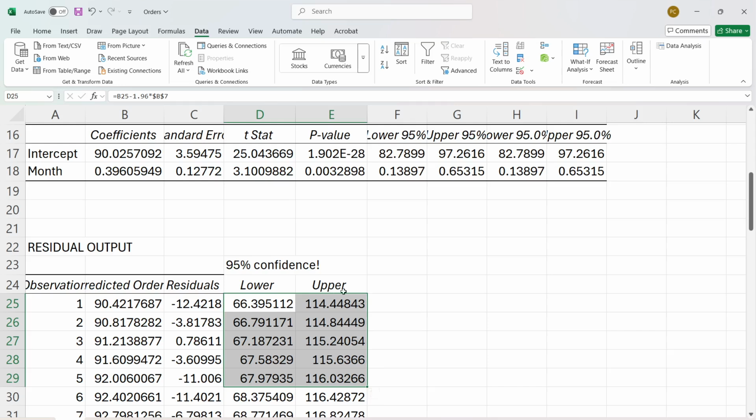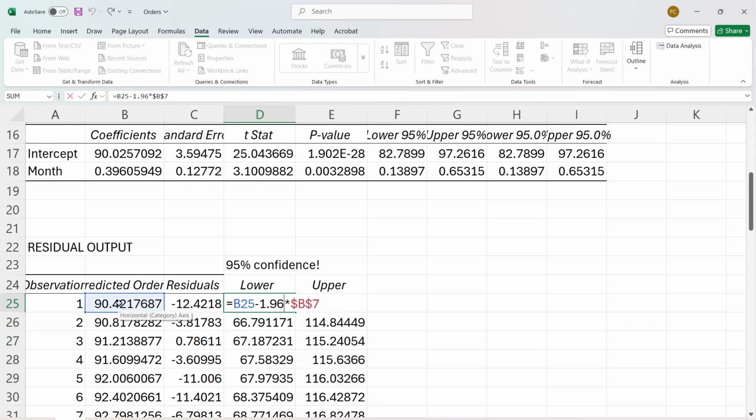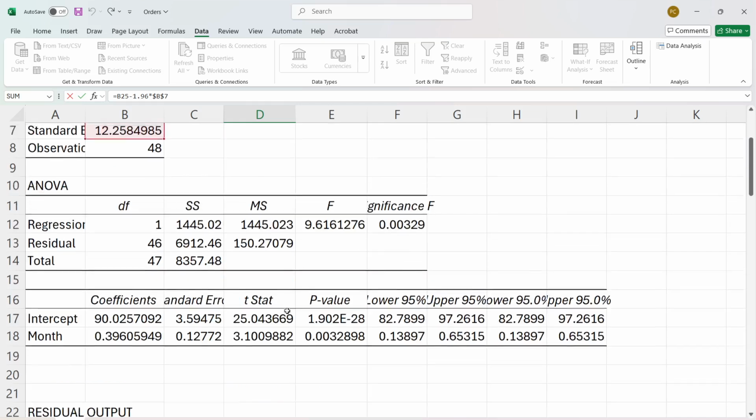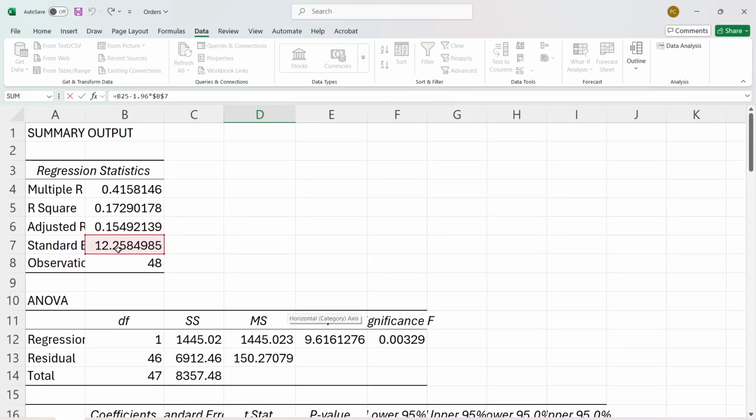but I've also got a 95% confidence band for these orders based on my prediction, y hat, minus 1.96 times the standard error of regression, which is all the way up here. There's the standard error of regression. That's how large these residuals are on average, give or take.